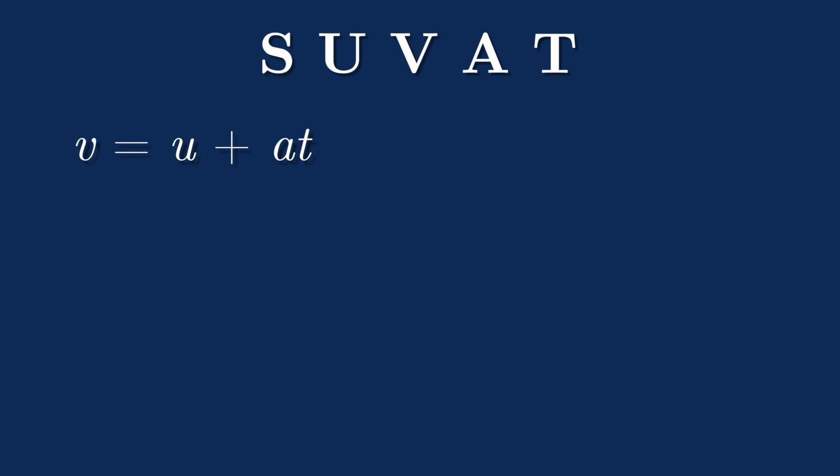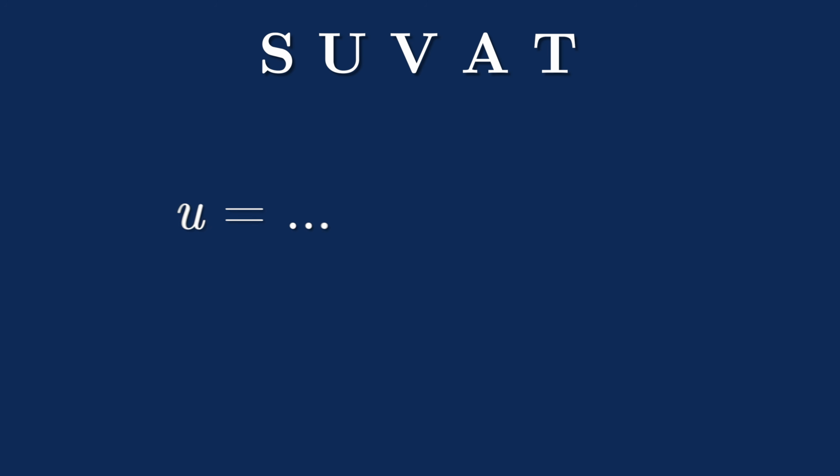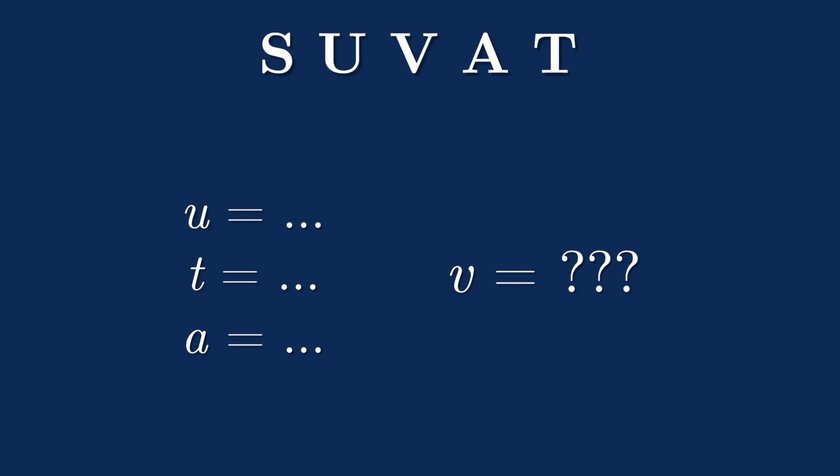Now that we know what the letters mean, we can start using them. There are 5 key main SUVAT equations, and each one links 4 of the 5 quantities together. This means that you normally use a SUVAT equation when you know 3 values and you want to find a 4th. Let's break them down one by one.